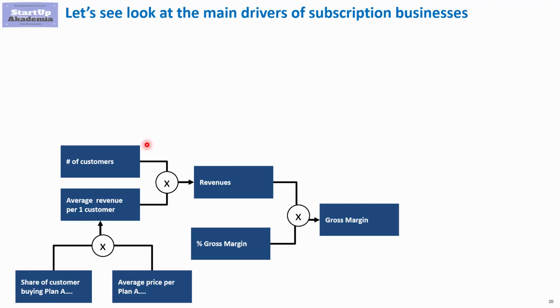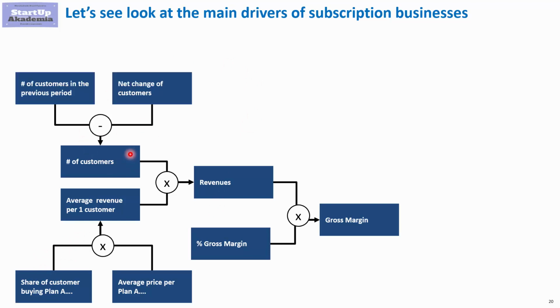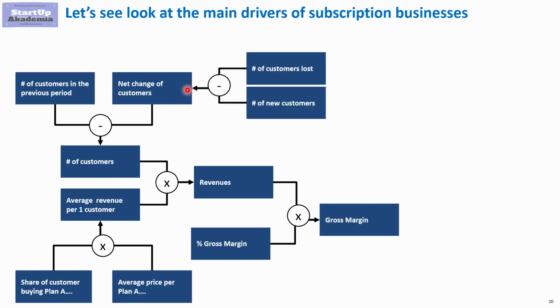Now, when we look at the number of customers, this actually depends on how many customers we had in the previous period, previous year or month, and then also on the change that happened. As you can see here, we've got something which is called the net change of customers, which will be simply the difference between how many customers we got and how many customers we lost.